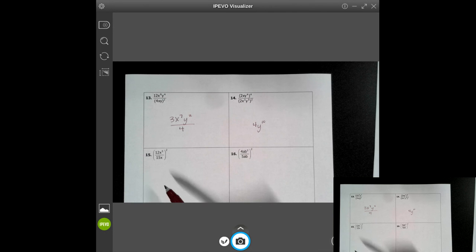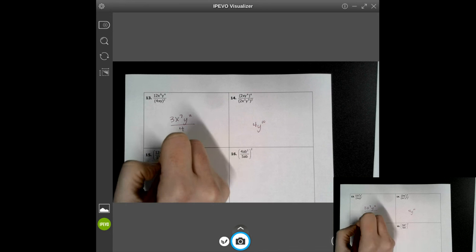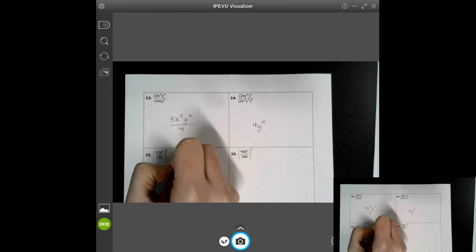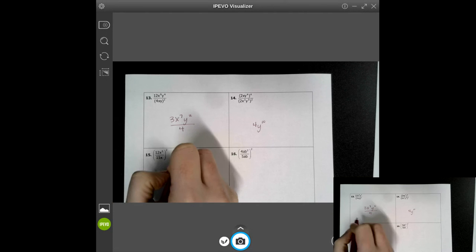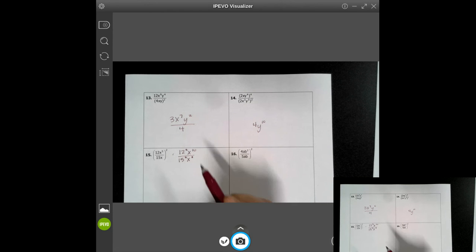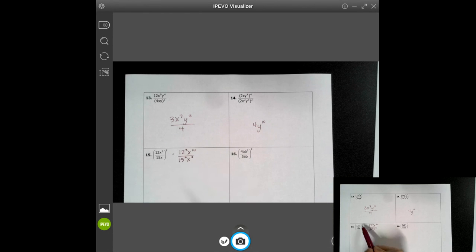So for number 15, okay, this one I have the power rule that applies to the whole fraction. So I'm going to distribute this 2 to not just the top of the fraction, but also to the bottom of the fraction. So I'll rewrite this as 12 squared x to the 10th over 15 squared x squared. And again, I got this 10th from doing 5 times 2.